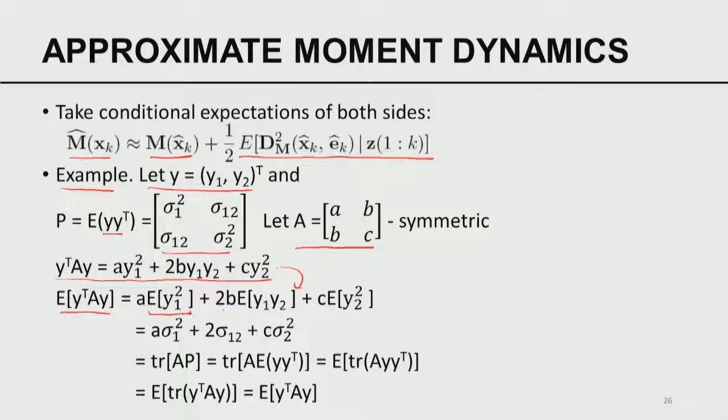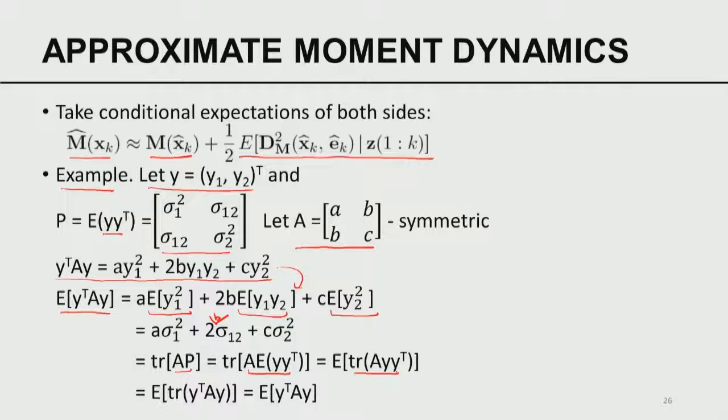I am trying to compute the expected value of this positive definite quadratic form, and by substituting this in, it is the sum of 3 expectations, because expectation of the sum is the sum of the expectations. Expectation of y1 squared is sigma 1 square, expectation of y1 y2 is sigma 12, and this must be 2b sigma 12 plus c times sigma 2 square. It can be verified this is simply the trace of the matrix AP. Trace of the matrix AP can be written as A times E of y y transpose. The trace and the expectation commute. Therefore, this is equal to expectation of the trace of A y y transpose.